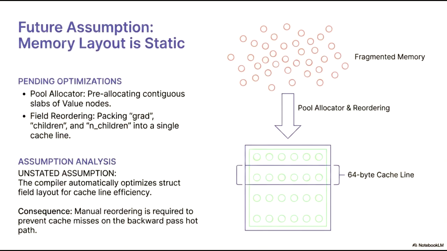Next is the manual reordering of struct fields. Specifically, we aim to pack critical fields like grad, children, and end children so they reside within a single 64-byte cache line. An important part of our assumption analysis reveals a common unstated assumption, that compilers automatically optimize struct field layout for cache line efficiency. In reality, this is often not the case. The consequence is that manual field reordering becomes a requirement. By doing so, we can prevent performance-degrading cache misses along the hot path of our backward pass, ensuring optimum throughput as shown by the aligned cache line mapping here.